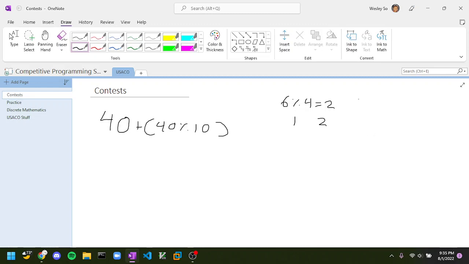Let me find a better example. How about 14 mod 4? That would also equal 2, because 14 divided by 4 is equal to 3, and 3 times 4 is equal to 12, and 14 minus 12 is equal to 2. So it's just repeatedly subtracting 4 until you can't anymore, and that's the answer. So 14 minus 4 is equal to 10, 10 minus 4 is equal to 6, 6 minus 4 is equal to 2, and 2 minus 4 you can't do because it's negative, so it's just 2.